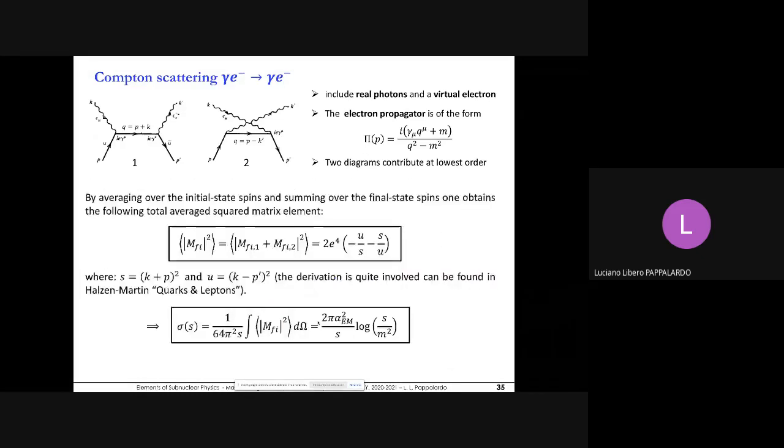Now, of course, we want to make the sum of the two and take the average over the spin as usual, and you can write this easily in a compact way in terms of the Mandelstam variables, where s is (k plus p) squared and u is (k minus p prime) squared. And finally, you put this into your cross-section, you integrate over the solid angle, and you obtain your total cross-section as a function of s, the squared center of mass energy, which turns out to have this strange dependency in terms of the logarithm. The s also enters in the argument of the logarithm.